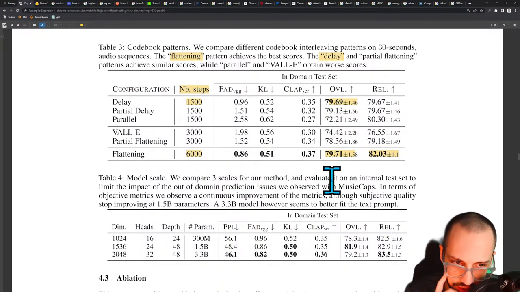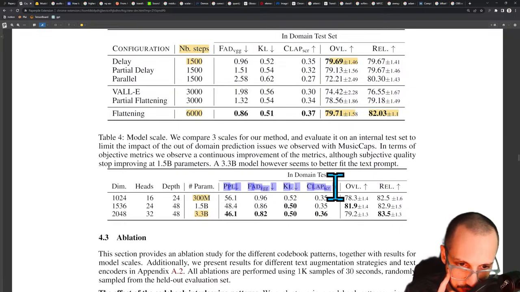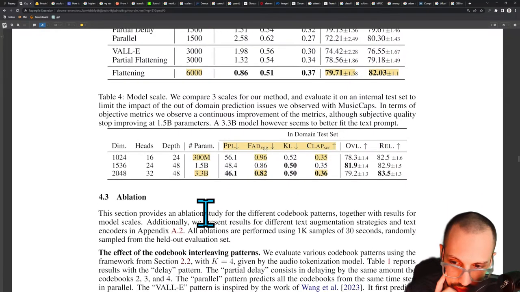We compare three scales for our method evaluated using an internal test. Okay, so here are the three different sizes of the models. And again, we see a similar result where the human raters just don't really seem to care. All of these seem roughly the same quality, which is interesting because it means that the 3.3 billion parameter model really isn't that much better than the 300 million parameter model. It's better on these metrics, but these are model-based metrics, and even then it's not that much better, right? You're talking about 0.35, 0.36, 0.96, 0.82. So the humans don't seem to notice the difference, and even the model-based metrics are barely noticing a difference. So 300 million parameters is seemingly all you need.